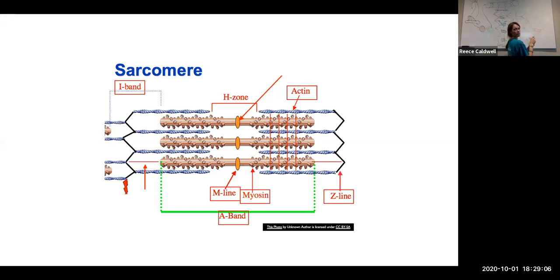Hang on, I know y'all probably can't see that. And then the A band is the darker. So you can use that as a memory aid: I band is the lighter band, A band is the darker band, because it contains actin and myosin. And the I band contains only actin.